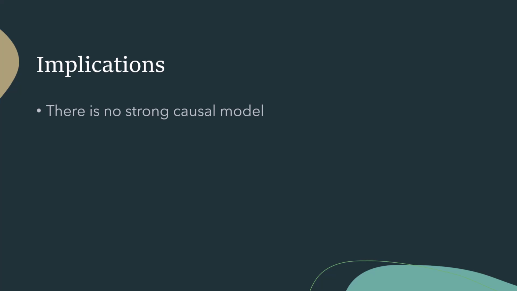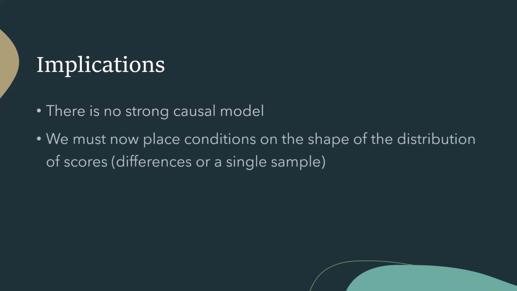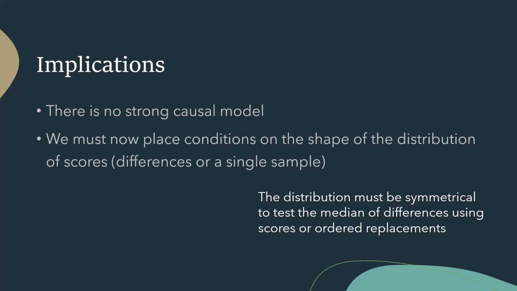And then there's a statistical implication. In order to meet the conditions for valid inference, we must now say something about the shape of the distribution of scores, be they matched pair difference scores or scores from a single sample. And that is that the distribution must be symmetrical if we want to test the median using either the original scores or ordered replacements for those scores. Notice the sign test is not involved here. We're only talking about those randomization tests in which we have scores or ordered replacements for those scores.